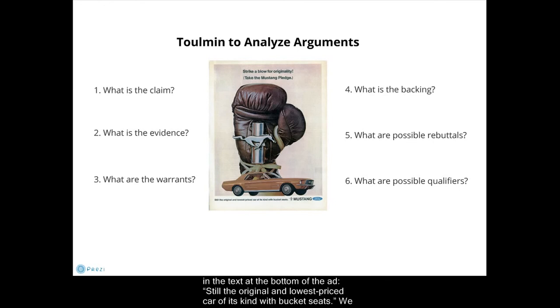Also notice the subtle qualifier in the text at the bottom of the ad, which reads, "Still the original and lowest priced car of its kind with bucket seats." We can probably assume this was a necessary qualifier because there were probably cheaper cars of the Mustang's kind that came with bench seats only instead of bucket seats. So while they can't say cheapest car overall, they can say cheapest car of its kind with bucket seats.